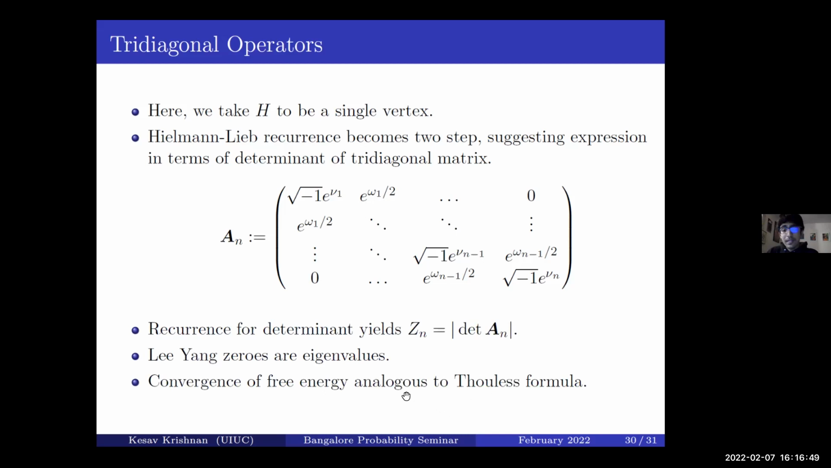So in particular, the convergence of the free energy is analogous to the convergence of the so-called Lyapunov exponent of these tridiagonal operators. And when the weights are bounded, you can use the Lyapunov exponent to show that the empirical spectral measure of the matrix converges. That's something called the Thouless formula. Our result for the convergence of the free energy is analogous to that.